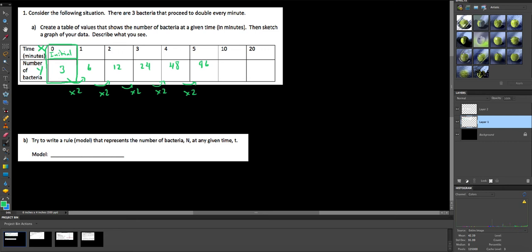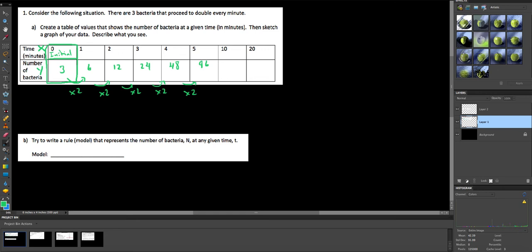So how about the 10th minute here? This is interesting because you'll notice the pattern is times 2. This would mean I'm going to have to take 96, and since I'm at the 5th minute, I'm going to have to multiply by 2 five more times. So what we're going to try to focus on here is writing a rule, a model that represents the number of bacteria n at any given time t.